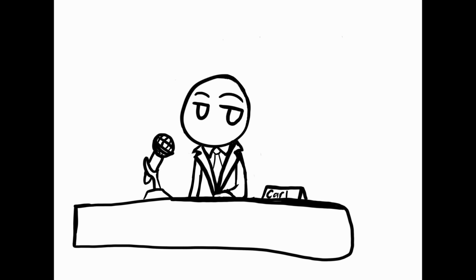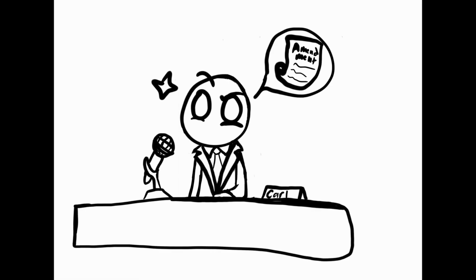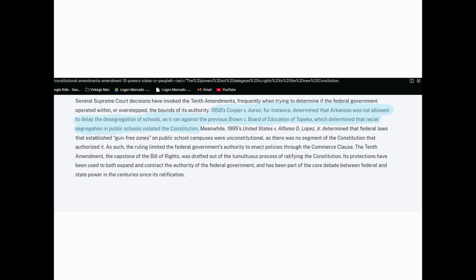But that begs the question, are there any limitations to the powers granted to the states as reserved powers? The answer to that question is yes, because as powerful as a state can be, there are many limitations to their abilities. One of those limitations is that the state government cannot do anything considered unconstitutional. 1958's Cooper v. Aaron, for instance, determined that Arkansas was not allowed to delay the desegregation of schools, as it ran against the previous Brown v. Board of Education of Topeka, which determined that racial segregation in public schools violated the Constitution.